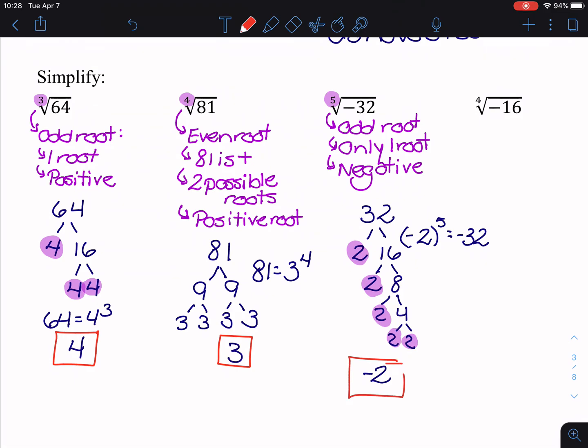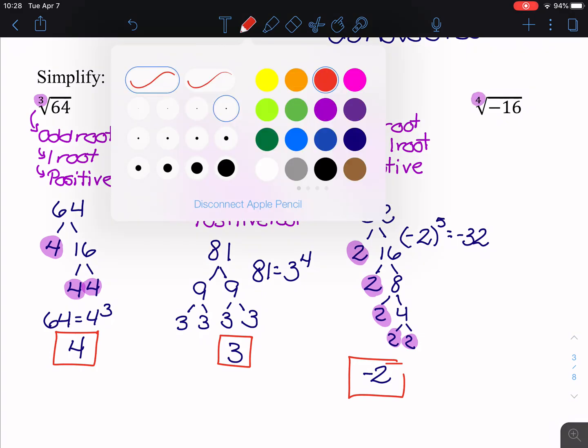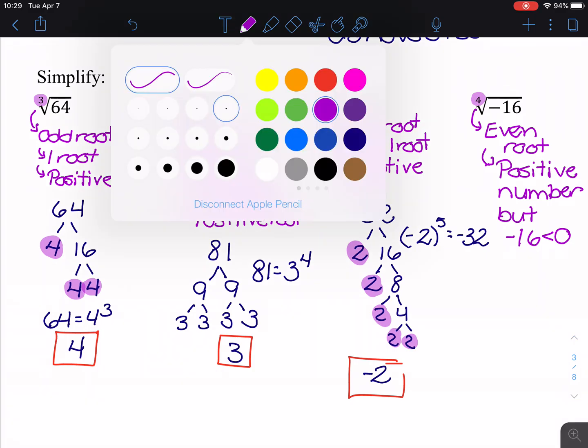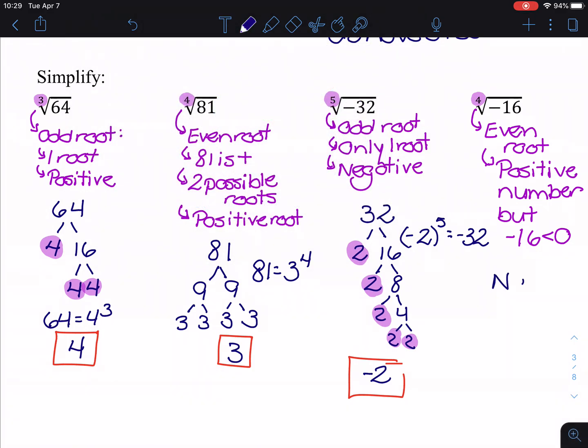And lastly, I'm taking the 4th root of negative 16. I am taking the 4th root, which is an even root, so I need a positive number. But negative 16 is not positive. So this one has no real solution.